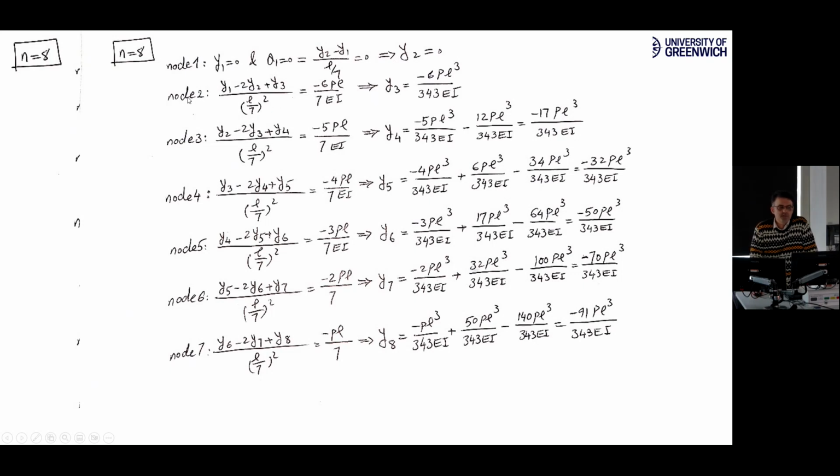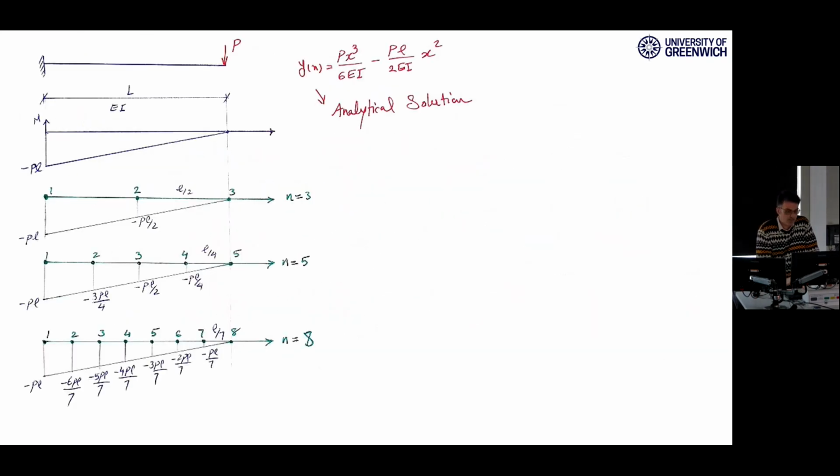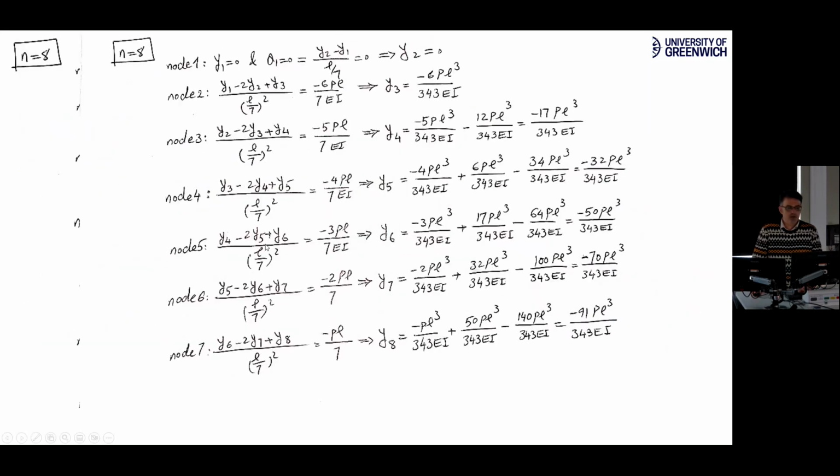For example, for node 2, this is exactly the same. y1, 2, 3; 2, 3, 4; 3, 4, 5; 4, 5, 6; 5, 6, 7; 6, 7, 8. And the denominator is delta x squared, or (L over 7) squared, since when n is equal to 8, each segment is L over 7, right? Because you have 7 segments. So it's L over 7 to the power of 2. And where do these come from? The right side of the equation.